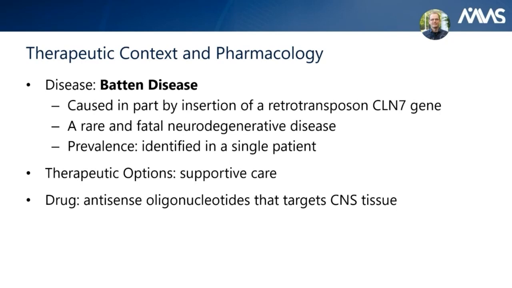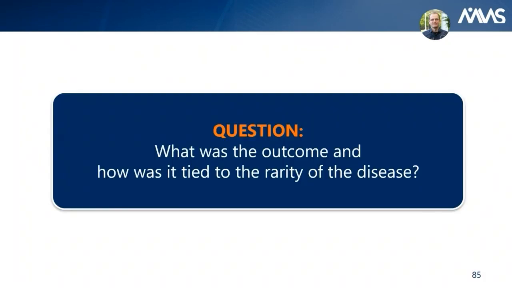Both Milasen and Nusinersen are antisense oligonucleotides. They are similarly sized, they have identical chemical modifications, and they both target CNS tissue. Nusinersen, or Spinraza, was another rare disease success story and was approved in 2016 for the treatment of another rare CNS disease, spinal muscular atrophy. Given this information, what was the outcome and how was it tied to the rarity of the disease?